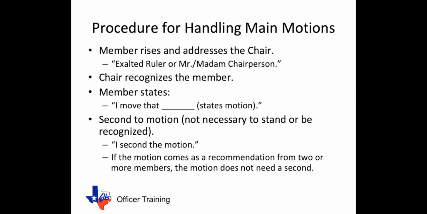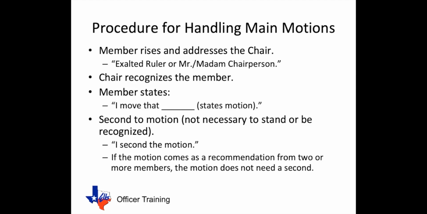If the motion is coming from 2 or more members, the motion doesn't need a second. So let's say we're at a membership meeting and 3 of the folks on the membership committee say, hey, we've been working on this and we'd like to have a new member dinner next month. Well, if 3 of them brought it up, you don't need a second, because you've got one of them there, and obviously the other 2 are seconding the motion.